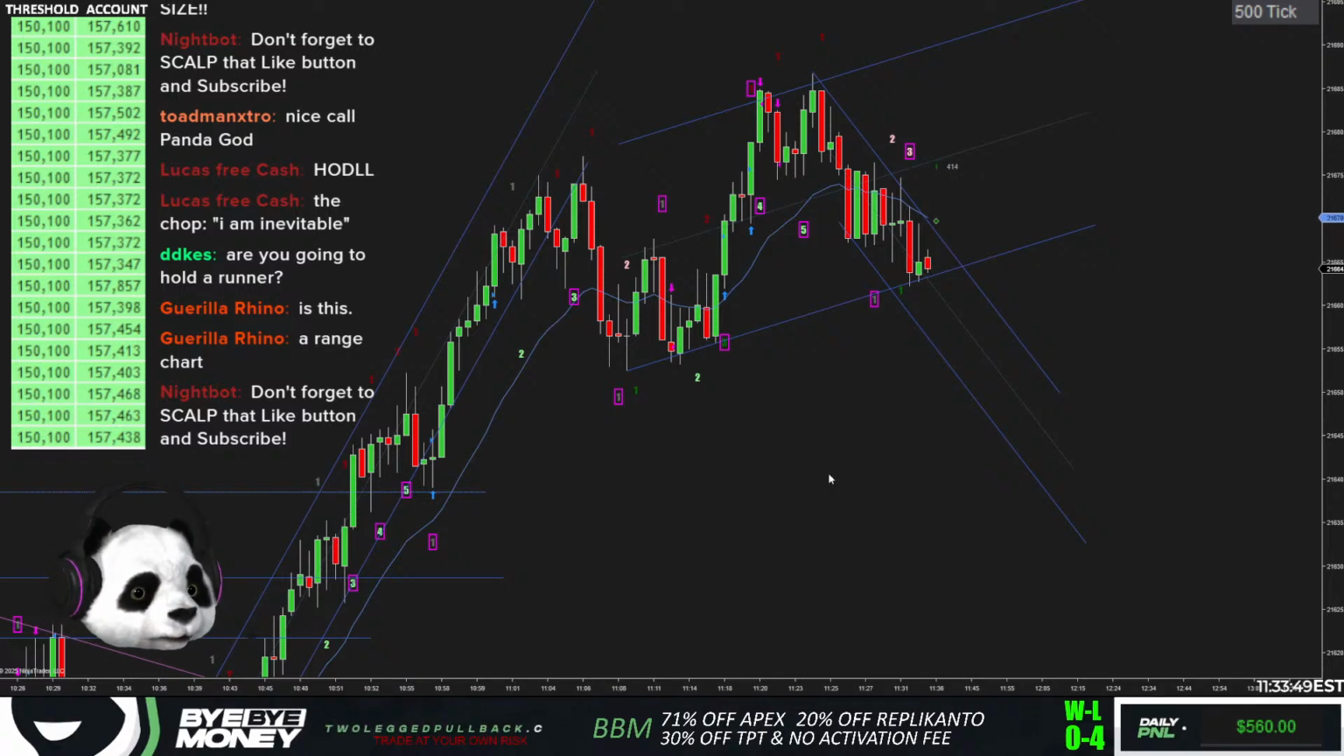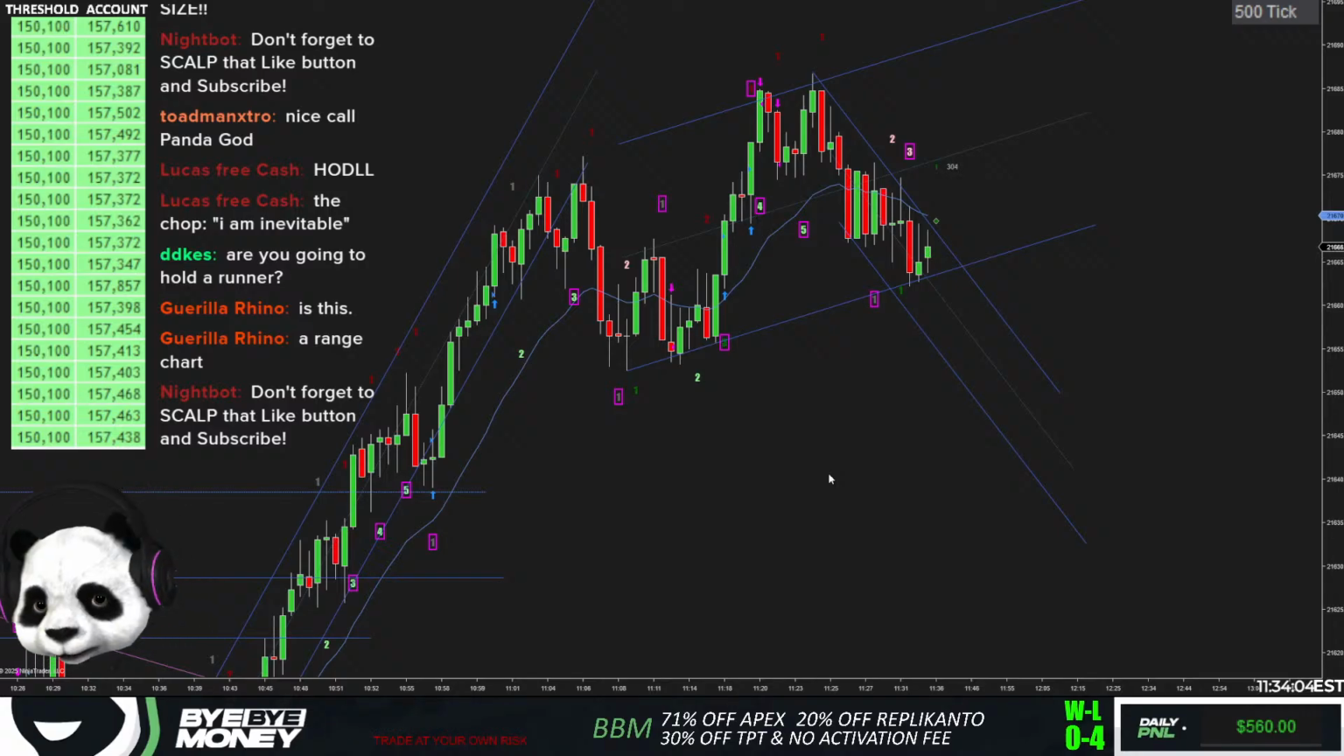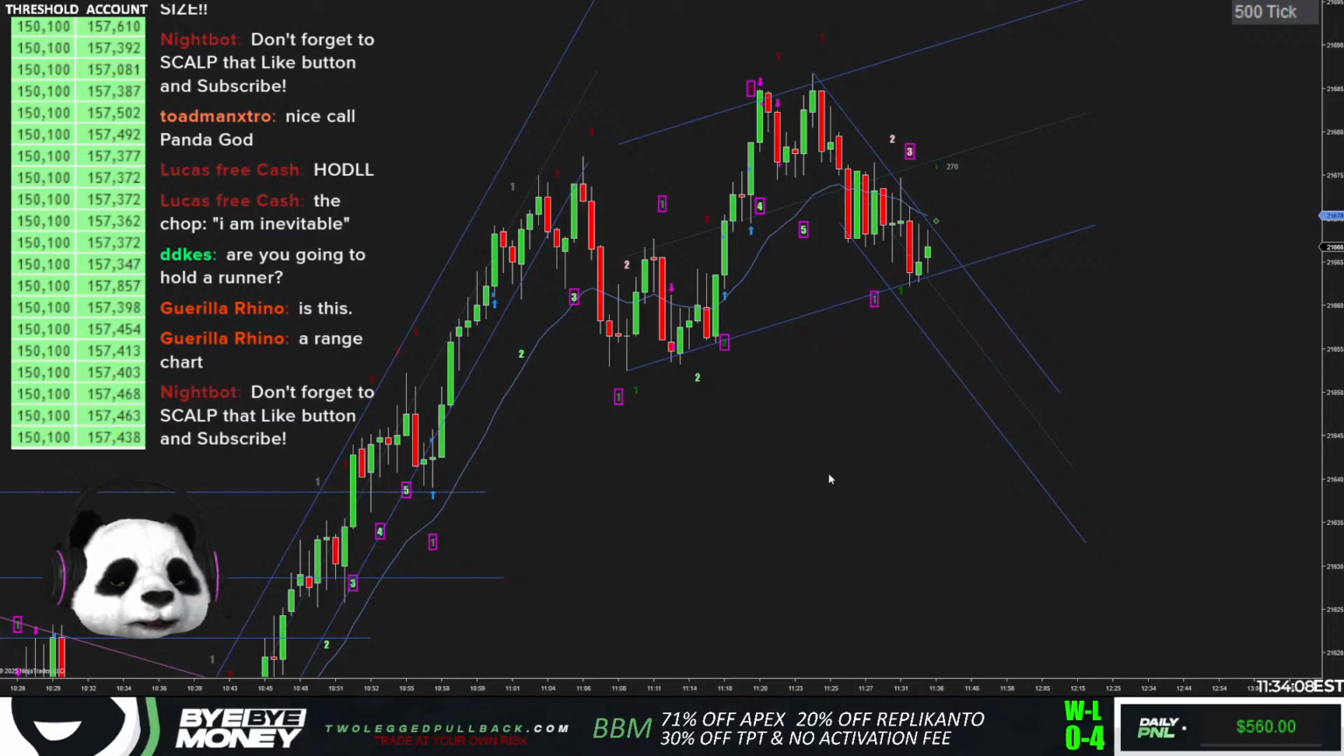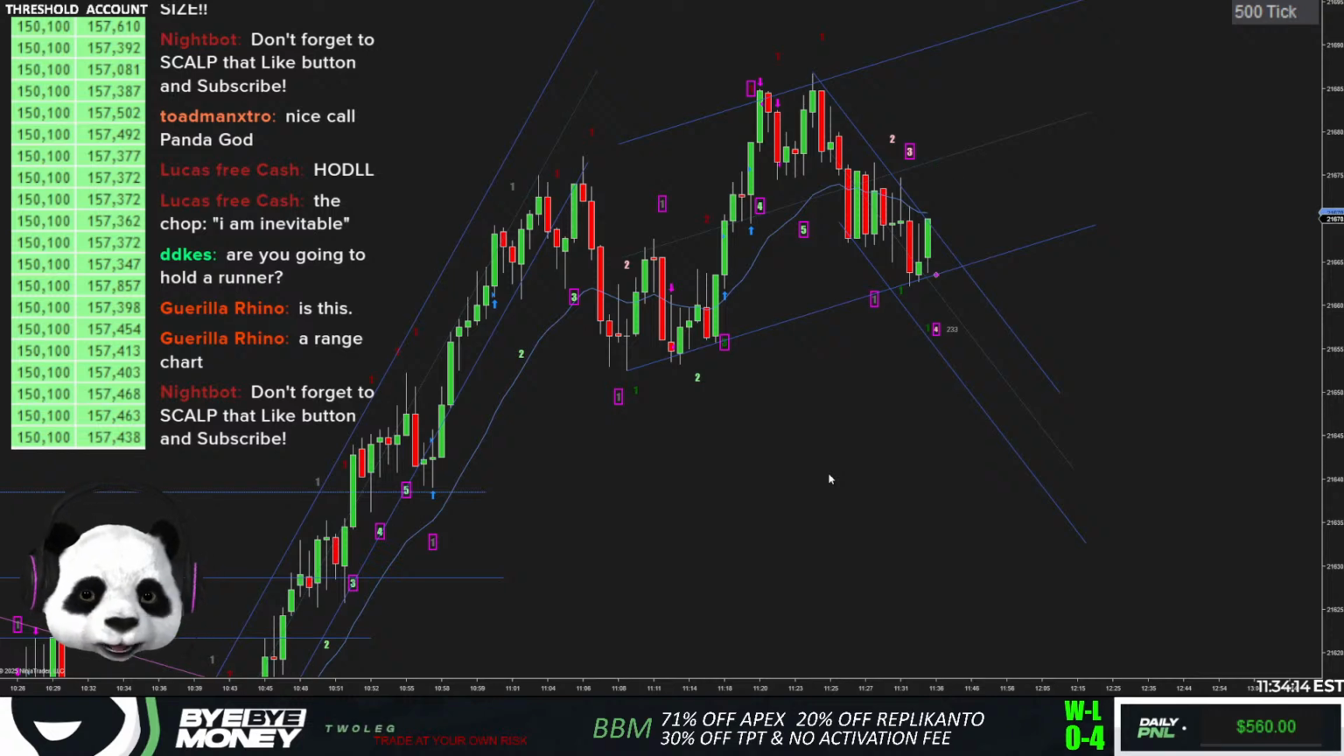OI pattern in the 500 tick. Let's see what happens here. I wouldn't be surprised if the chop continues until 12. We're up 560, pandas. I mean, not too shabby. I wish I could be up a lot more, but you can only take what the market gives you. And now the market has turned to absolute diarrhea, so there's not much I can do here.